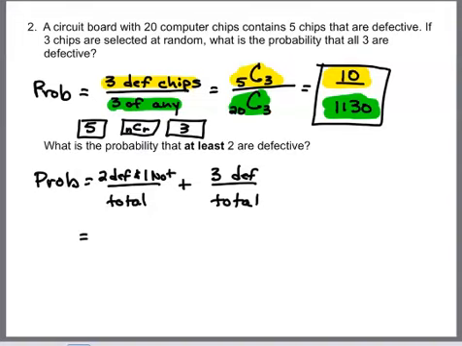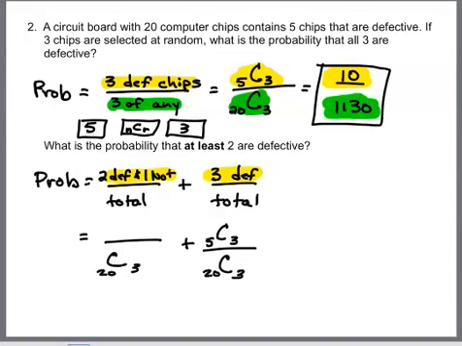So how do we write that? Again, this is 2 defective, 1 not, plus 3 defective. We already know the 3 defective because we just did that above, right? Out of 5 total, how many ways can we pick 3 that are defective? Out of 20 total, how many ways can we pick 3? The total is going to be the same down here too, 20 and 3.